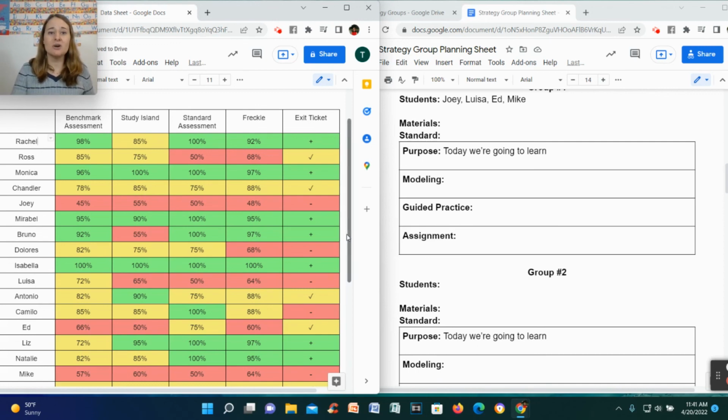All right, let me know if you have any questions. Go ahead and form your strategy groups. And then in our next lesson, we are going to be looking at the rest of this planning sheet. We're going to be talking about the materials you can use for your strategy groups, and we're going to be breaking down the parts of the strategy group lesson and talking about how to plan for them.